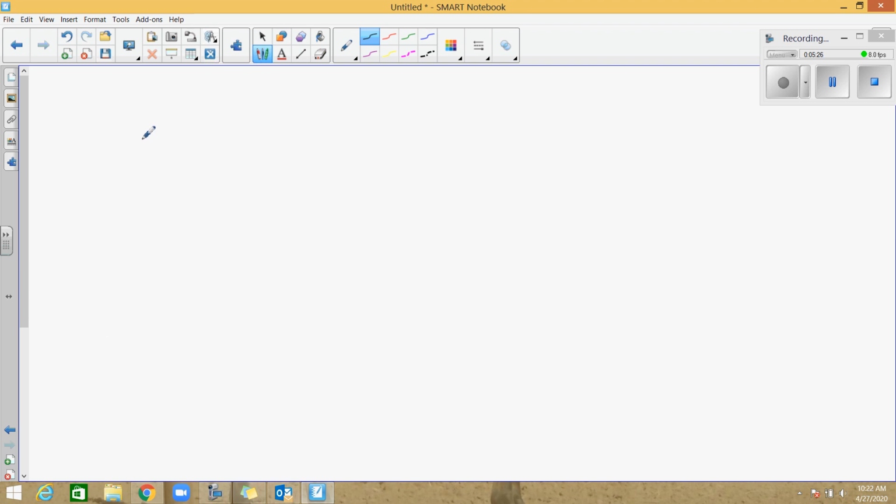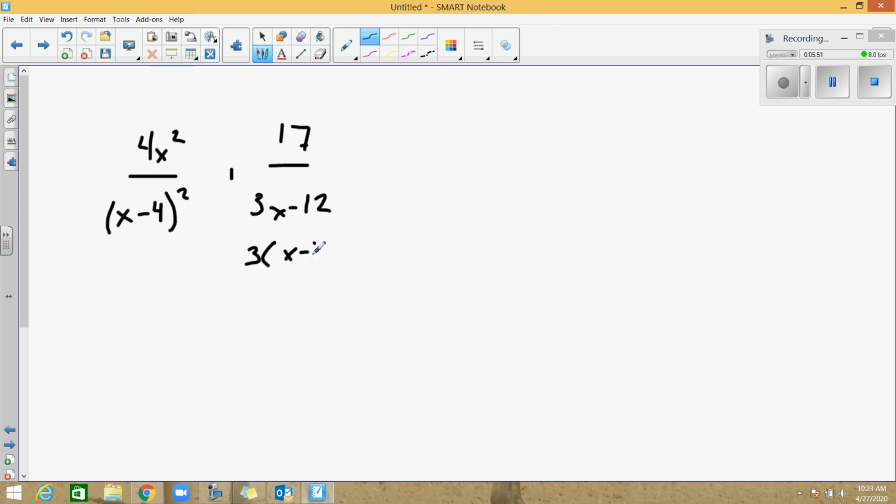Now, 4x squared, x minus 4 quantity squared. Let's go 17. Let's go 3x minus 12. As you can see, my denominator is factored. Please don't FOIL that back together. It's factored, it's prime. This one is not. So if I factor this, 3 comes out, I get left with x minus 4. Now, I'm going to get to the answer, and then we're going to talk about it.